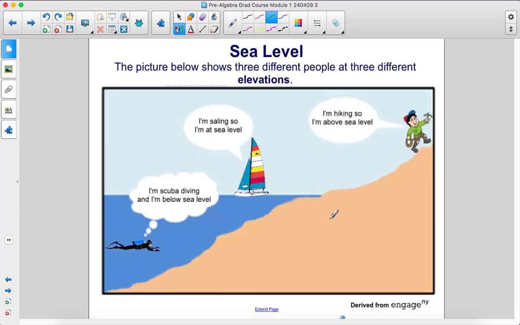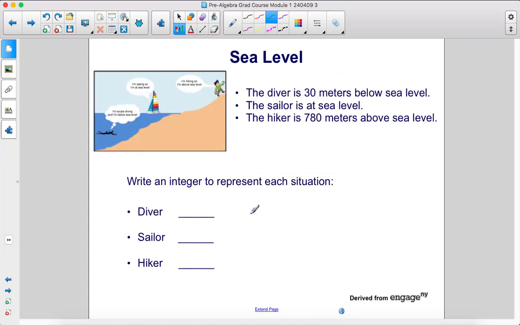The picture below shows 3 different people at 3 different elevations. So this person is scuba diving below sea level. This boat is sailing at sea level, and this person is hiking above sea level. Let's write an integer to represent each situation. Sea level is 0. So the sailor is at 0 altitude, sea level.